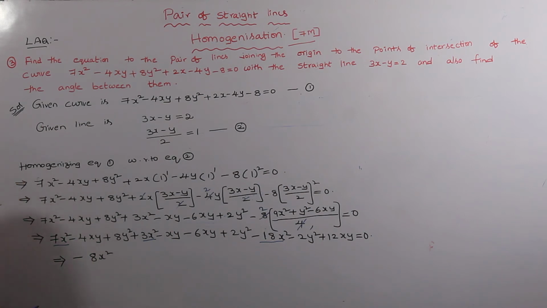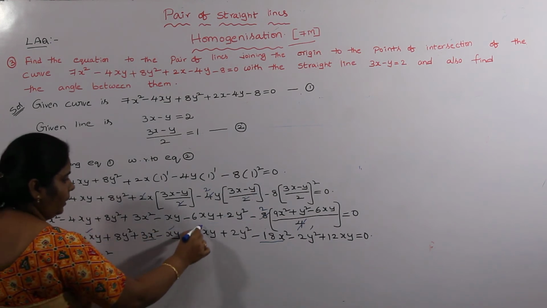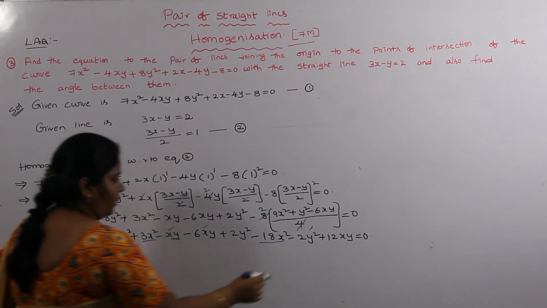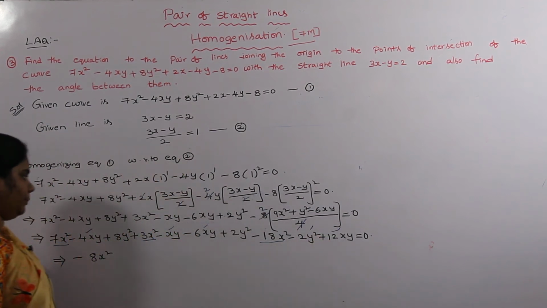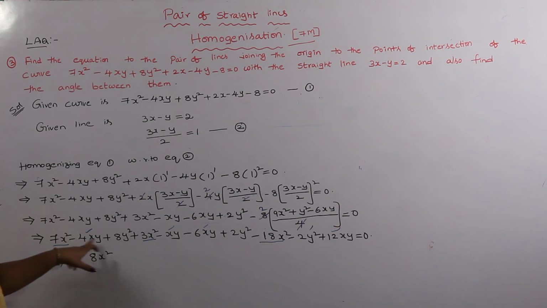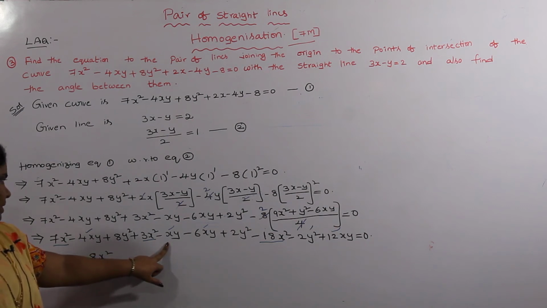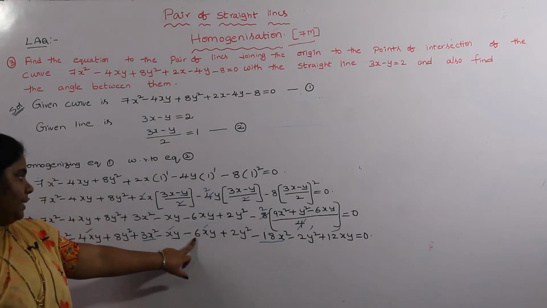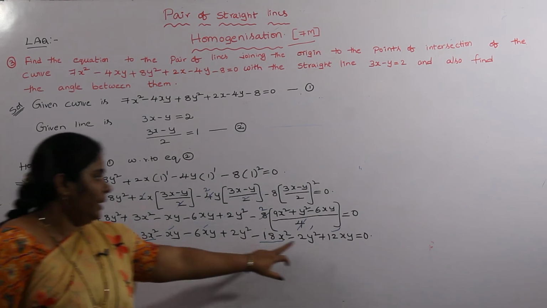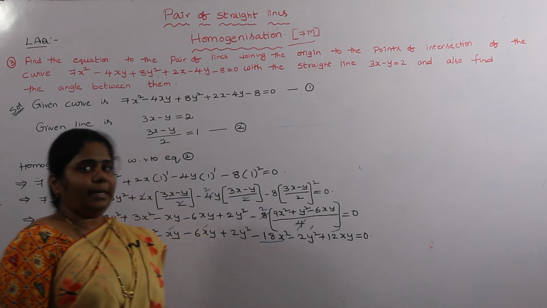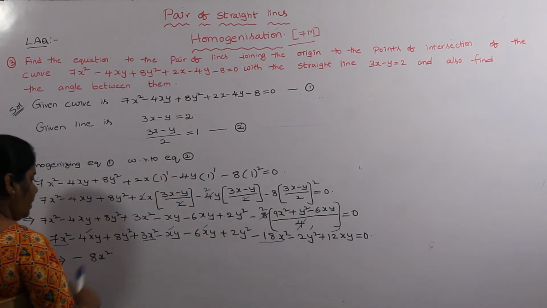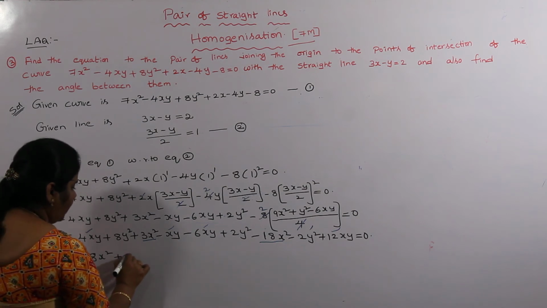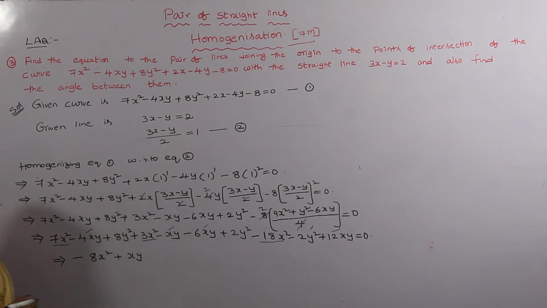Next come to xy terms. I am underlining the xy terms. This is one xy term, here we have one more, here is one xy term, and this is also one more xy term. Minus 4 minus 1 is minus 5. Minus 5 minus 6 is minus 11. Minus 11 plus 12 is 1. That is 1xy, and 1 is no need of writing. Therefore, this is xy.